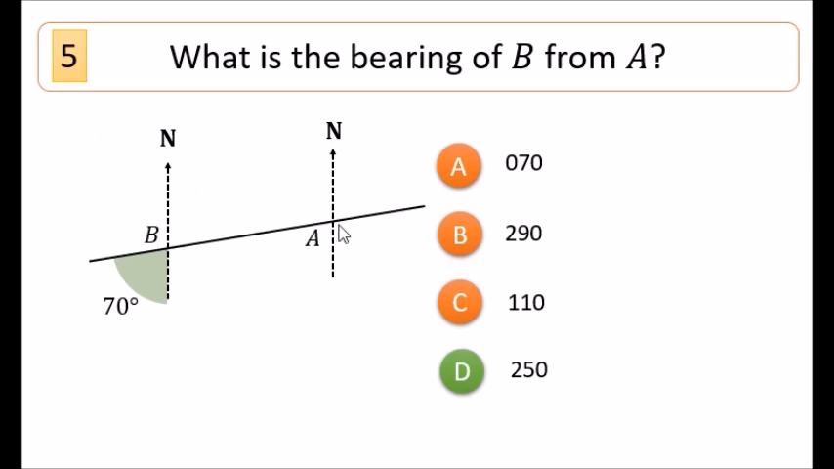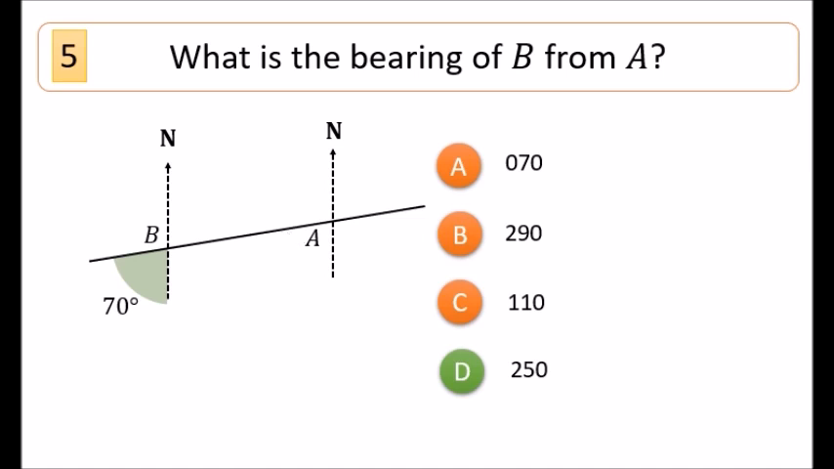Now B from A, if you put the compass at A, you will recognize that to get the bearing we have to measure clockwise from north from A, because it says from A in the question. So clockwise from north, go clockwise, it's this angle here until we're pointing towards B. So we want that large angle there.